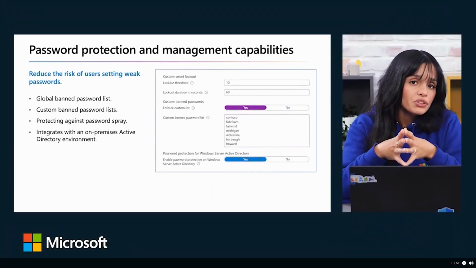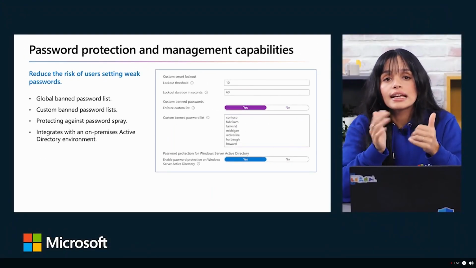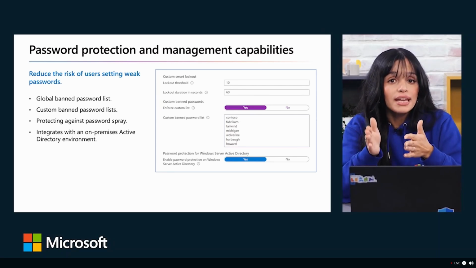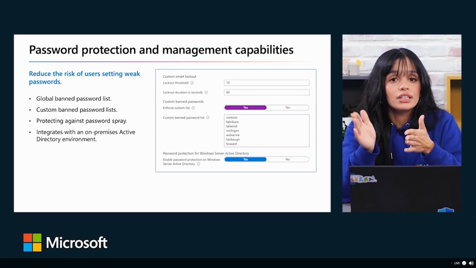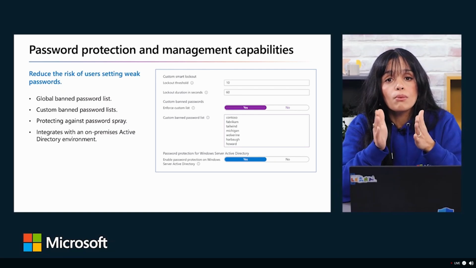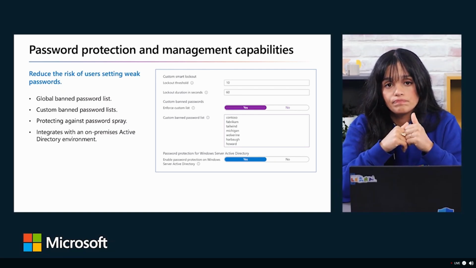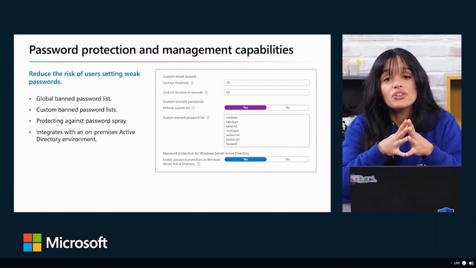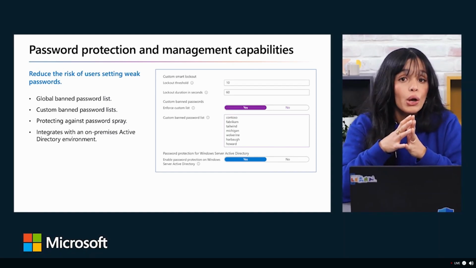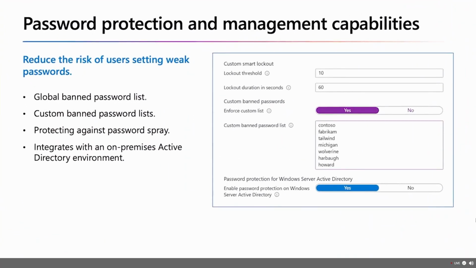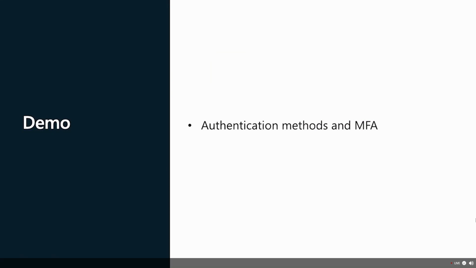Microsoft Entra Password Protection helps you defend against password spray attacks. Microsoft does this protection based on real-world security telemetry data from Microsoft Entra ID, which is used to build the global banned password list. For hybrid security, admins can integrate Microsoft Entra Password Protection within an on-prem Active Directory environment. Now, let's go back onto Microsoft Entra ID and have a demo.